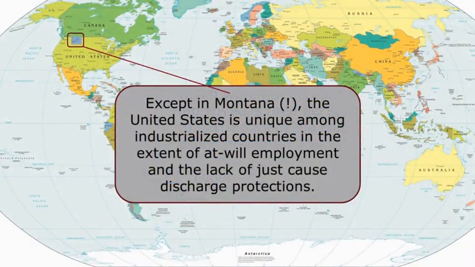Okay, so to underscore this, the United States is really unique among industrialized countries in the extent of the employment at will doctrine and the lack of just cause discharge protections, except for the case of Montana, which has an unjust dismissal law.